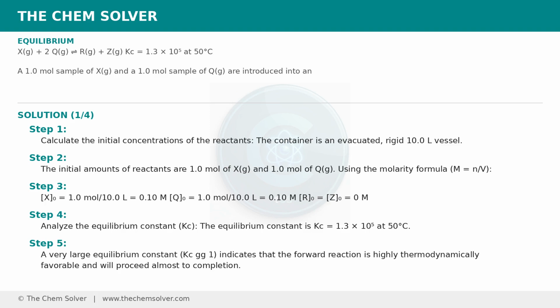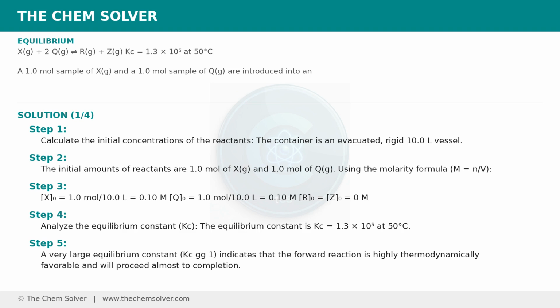Calculate the initial concentrations of the reactants. The container is an evacuated, rigid 10.0 liters vessel. The initial amounts of reactants are 1.0 moles of X and 1.0 moles of Q. Using the molarity formula, M equals n over V, X0 is equal to 1.0 moles over 10.0 liters equals 0.10 molar. Q0 is equal to 1.0 moles over 10.0 liters equals 0.10 molar. R0 equals 0 molar.